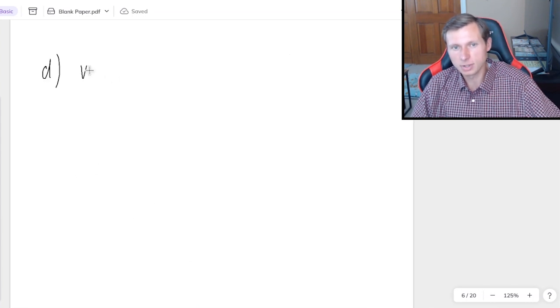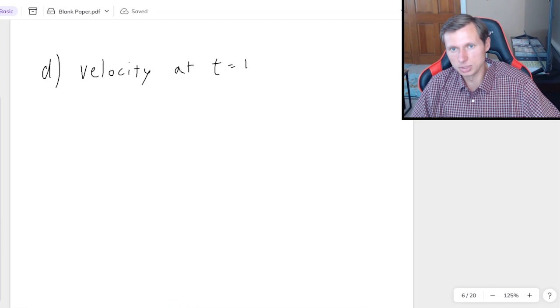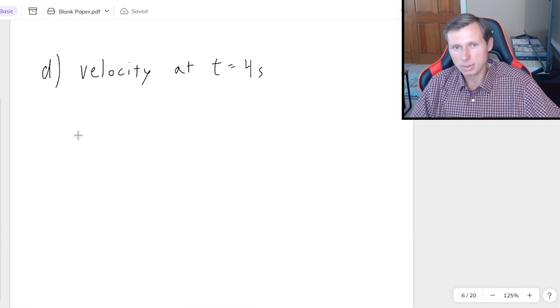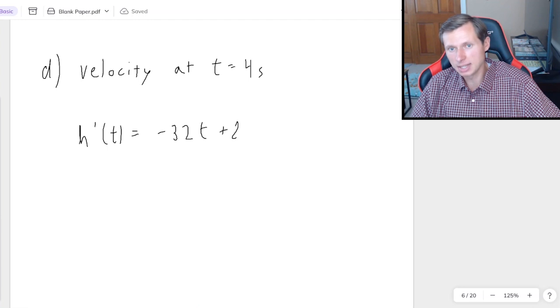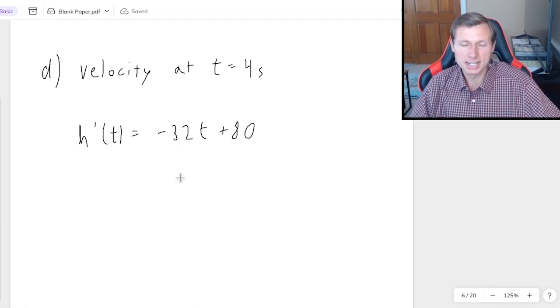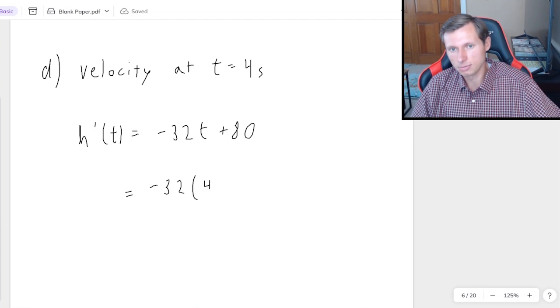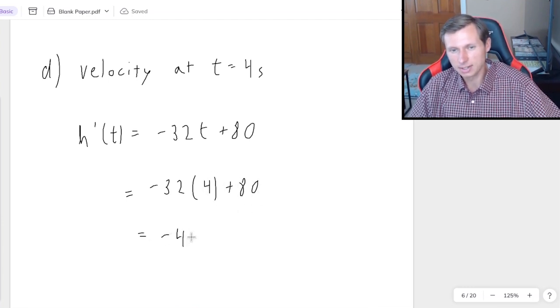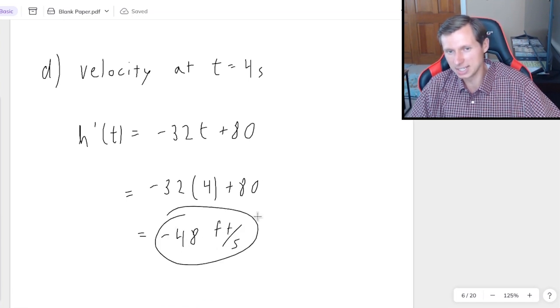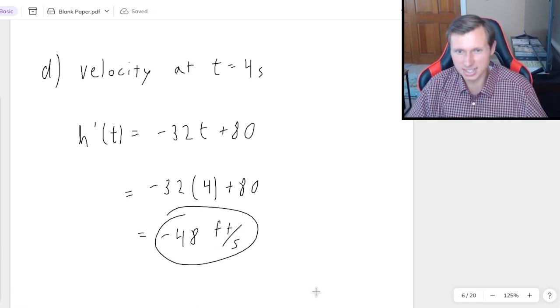And then finally, for the last part, we want the velocity at t equals 4 seconds. So remember, velocity is the first derivative. And this time I will not be taking the absolute value because velocity can be negative. So all I'm doing is plugging in 4 for t. That's all I got to do. And when I plug that in a calculator, I'll get -48. Units are feet per second for velocity. And that's it. That's our answer.